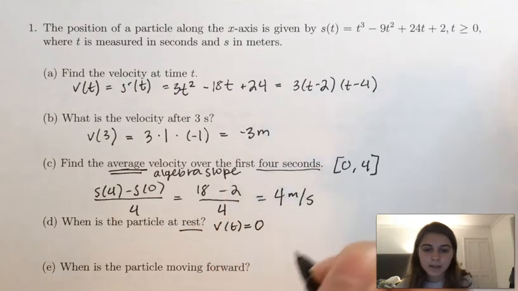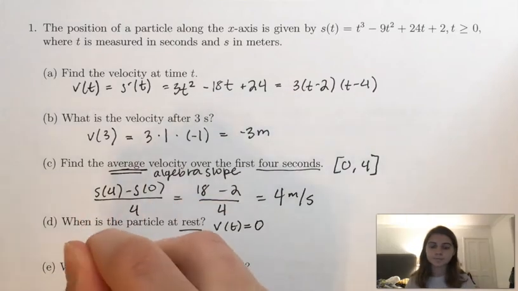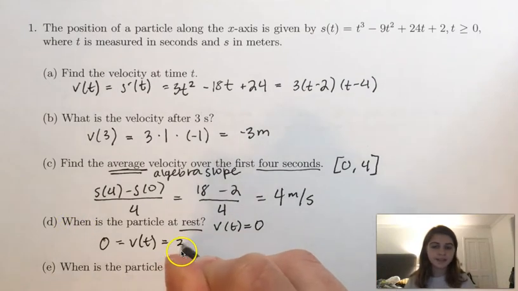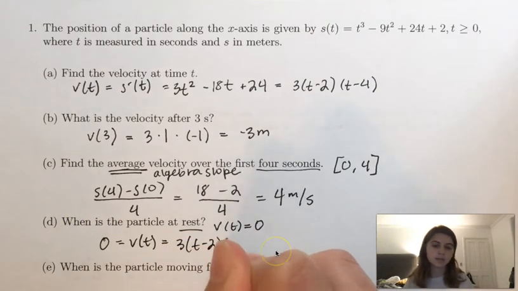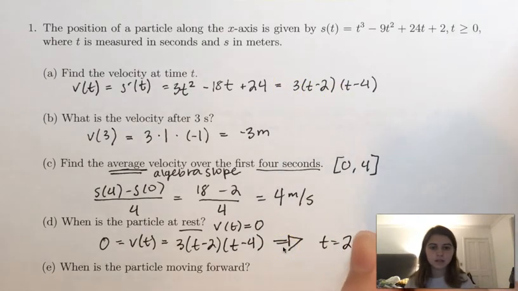When the particle is at rest, if you remember, for something to be at rest, it's just not moving. That means the velocity is 0. Whenever you see that, that's kind of like a keyword. We're looking for when, so we're trying to find the t when the velocity is 0. We set it equal to 0. We already have it factored out, so we take that and move it down here, and we get t equals 2 and 4.